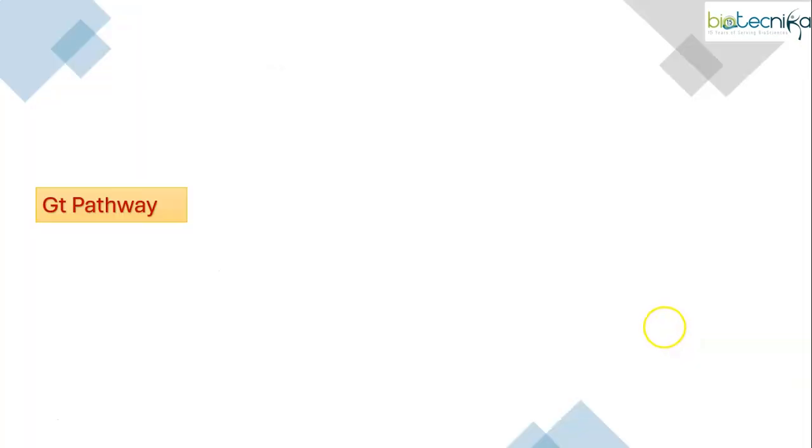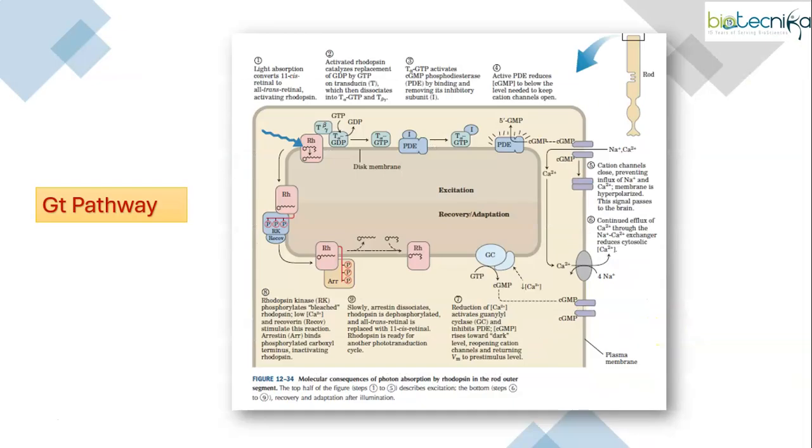The next pathway is the GT pathway. This is also important, as many times, even recently, a question came from here, and most of the times you will find that it is asked as a 4 marks, part C question. You can separate this GT pathway into 3 phases. One is the excitation phase, that is the light phase. Next you have the dark phase, and next you have the recovery phase.